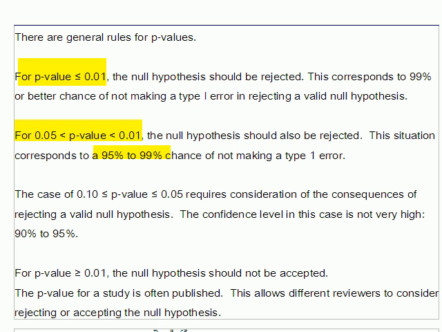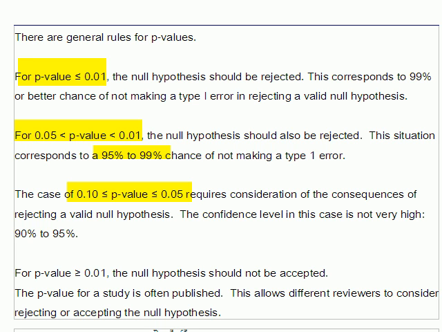So what happens if p is between 0.01 and 0.05? Then you have to think about the consequences of rejecting a valid null hypothesis. And this was one of the questions in the homework on the case of the drugs, which is a worse error to make, type 1 or type 2, and that depends on the circumstance.